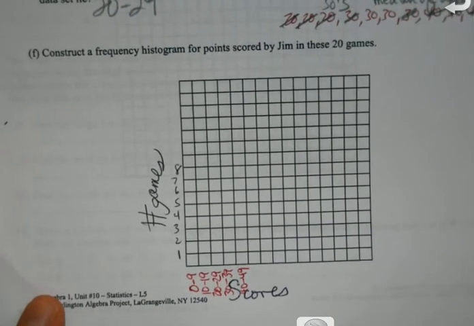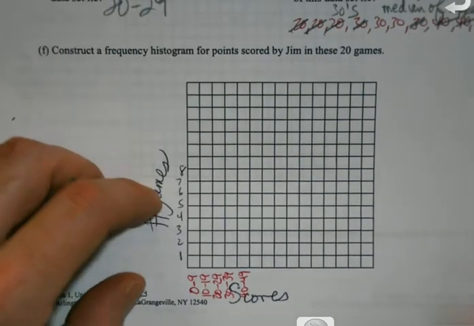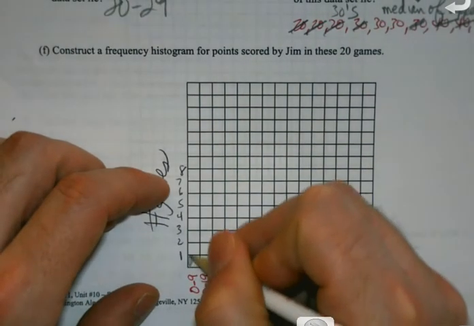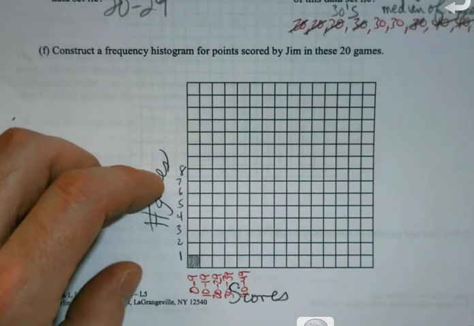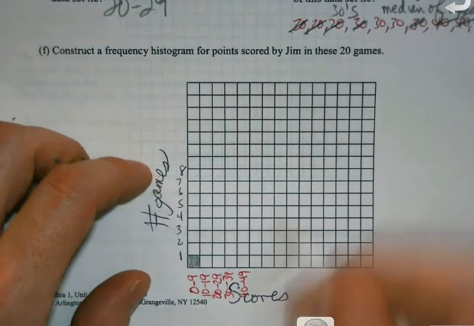So once I have this set up, labeled my axes, got my numbers labeled, I'm going to go back to my chart, the right way up, and start looking at the intervals. So again, on 0 to 9 up above, we said there was 1 of those. So we go to 1. 10 to 19, there were 4.